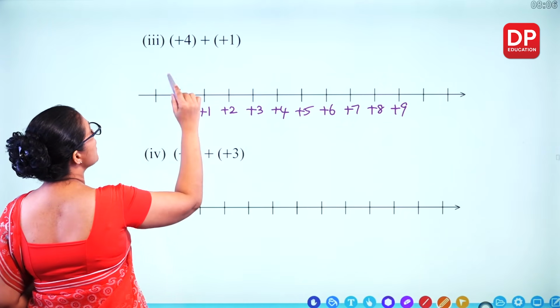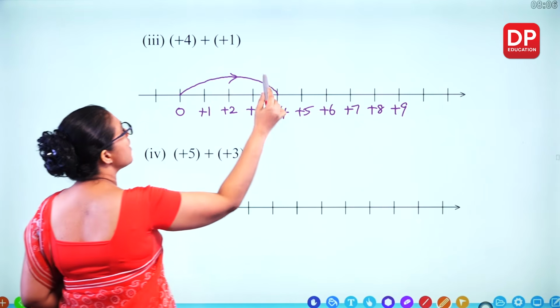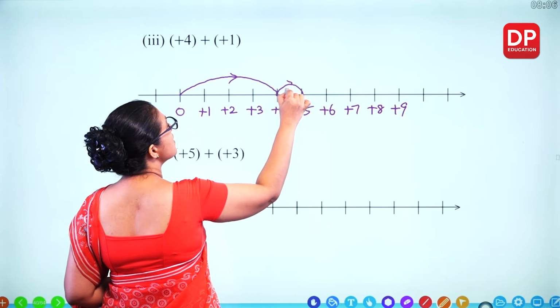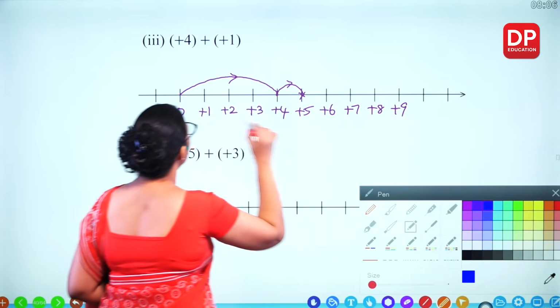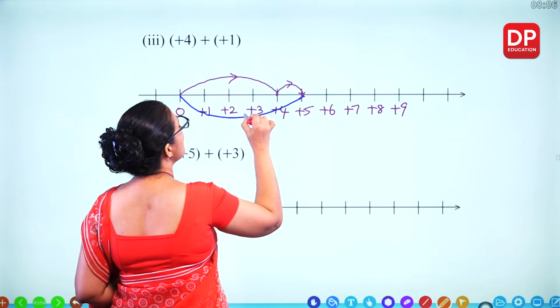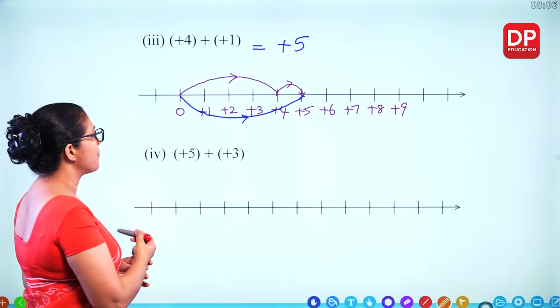Starting from plus 4, 0 to 4, and another 1 to the right. So this is this position. So what's that? 0 to plus 5. So plus 5 is the answer.